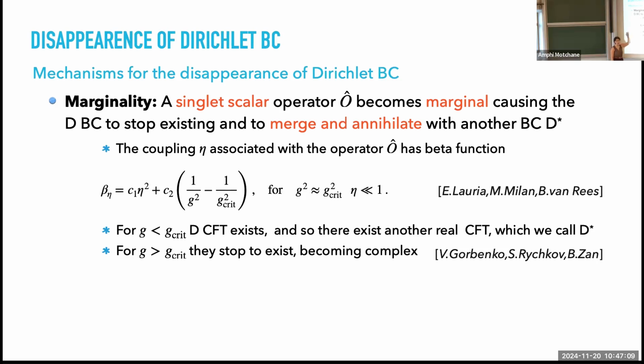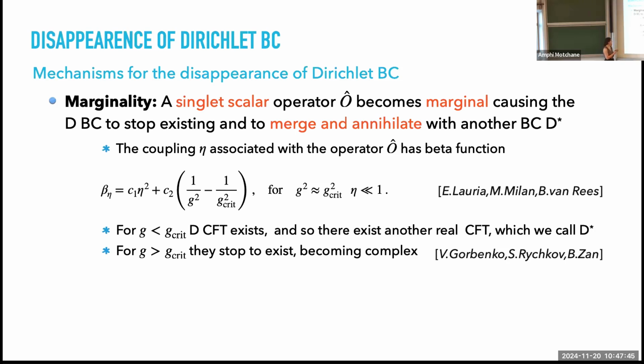If there is an operator at the boundary which becomes marginal at some critical value of the bulk coupling, we can compute the beta function associated to the operator at the boundary, and we find that the beta function has this expression. What does it mean? This means that since this is quadratic, this may have two zeros, two real solutions, or two complex solutions, depending on the sign of C1 and C2.